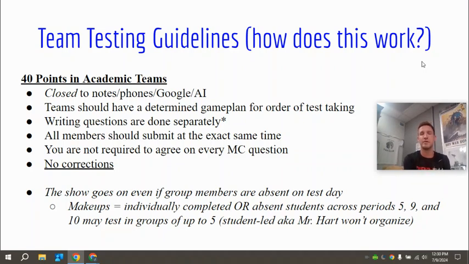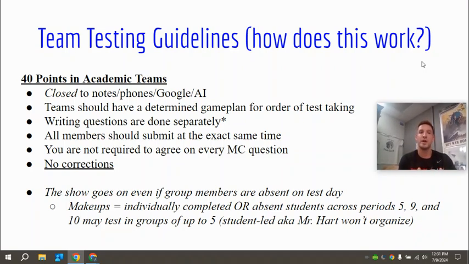Makeups, if you are to miss on the other side of the coin, last year were generally individually made up with a slightly alternated version of the exam. But if you know of students, not necessarily on your team even, in your period, or in my other APUSH periods that also missed the test, and you can coordinate a time to be in a room together with enough time to take the test, you would be allowed to do an alternate team collab test makeup. But I am not going to plan or organize that for you. You would have to do it on your own time. And sometimes kids say, hey, I'll just make it up individually, keep it simple, and move forward into our next unit.